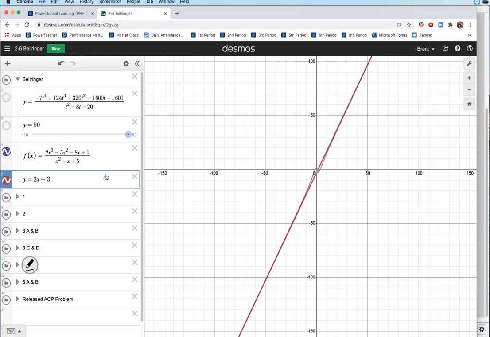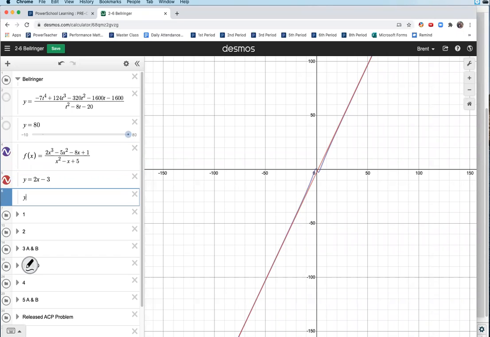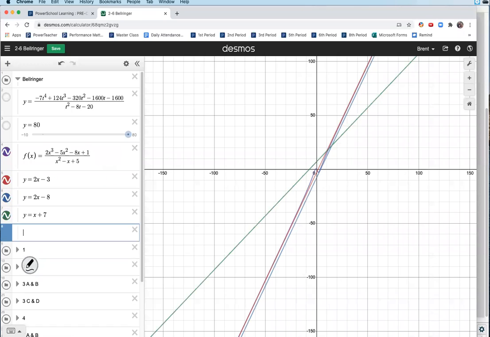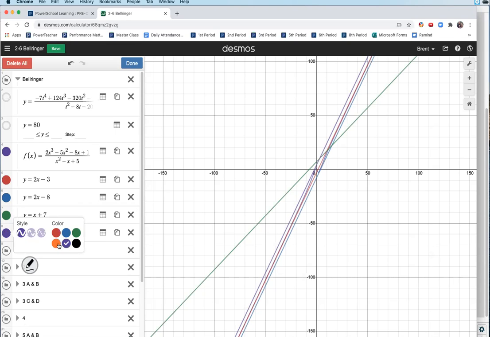Do they look pretty close to the same thing? Yeah. You see how close they are? If you were taking a multiple choice test, and I'm going to change this color so I have them.